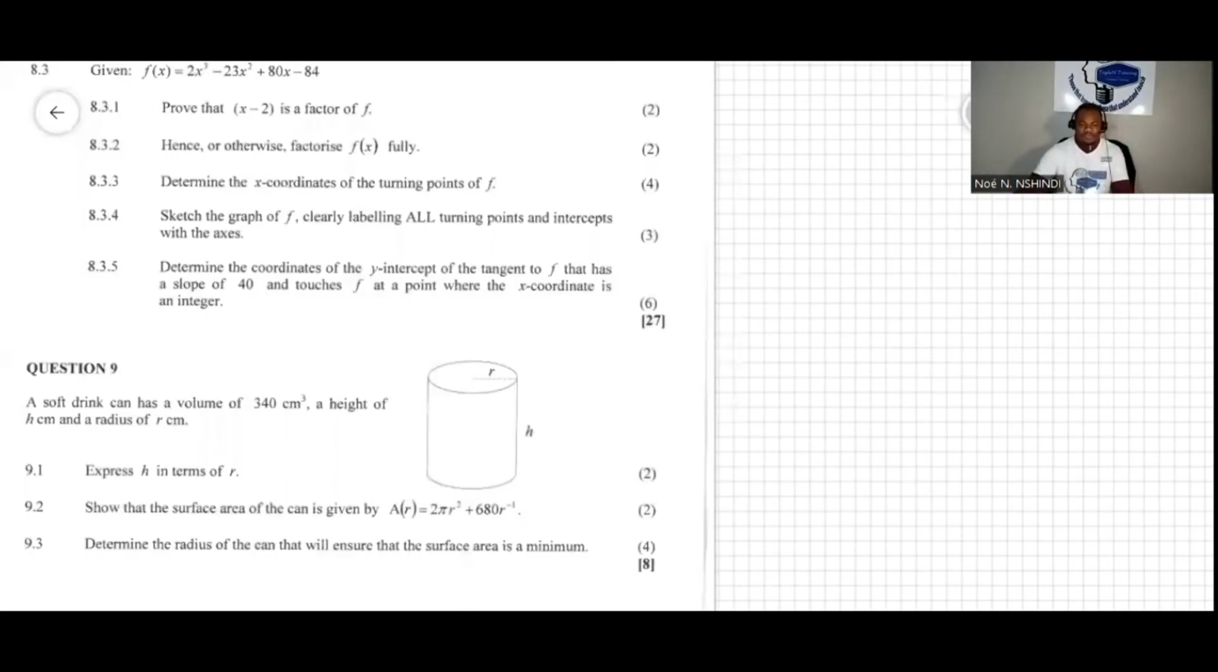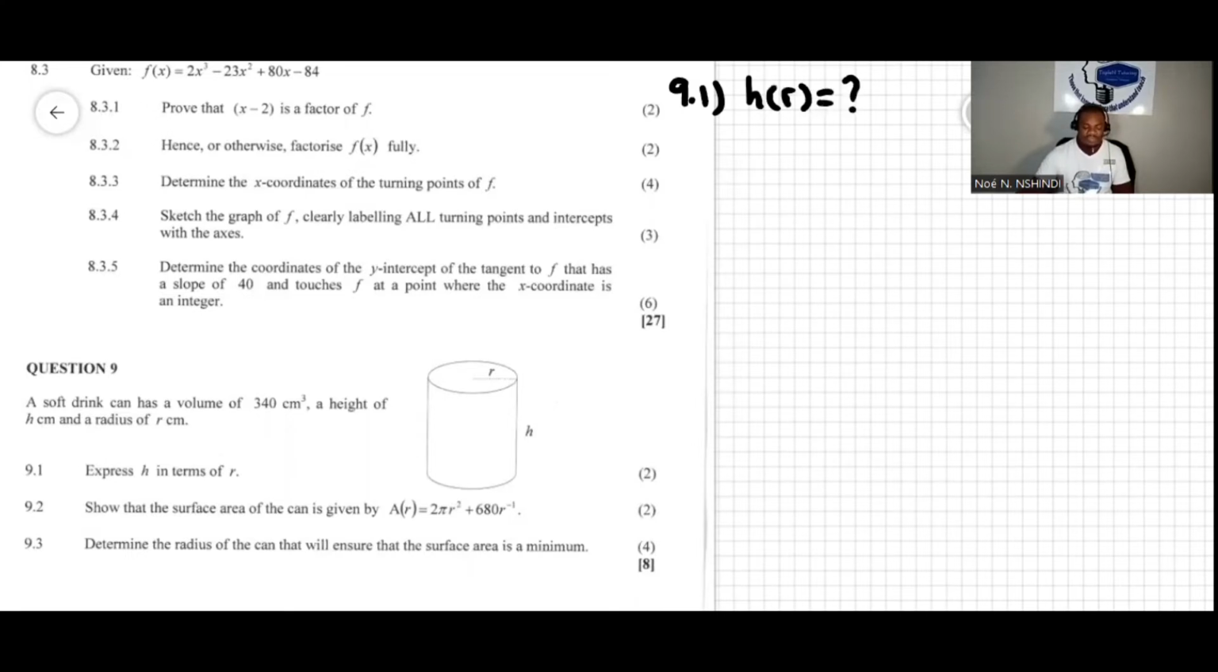Well, we have a question here that says a soft drink can has a volume of 340 centimeter cubed, a height of h centimeter and a radius of r centimeter. Now, question 9.1 says express h in terms of r. I'll write the question here, 9.1. We are looking for h in terms of r, meaning h of r.